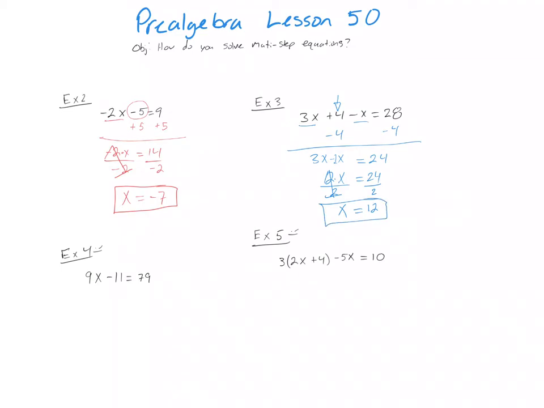Example 4 is to solve this one. This one has an x, this one does not, so I'm going to do the opposite, which is going to be add 11. So I have 9x is equal to 90. Dividing by 9 will give me x is equal to 10.